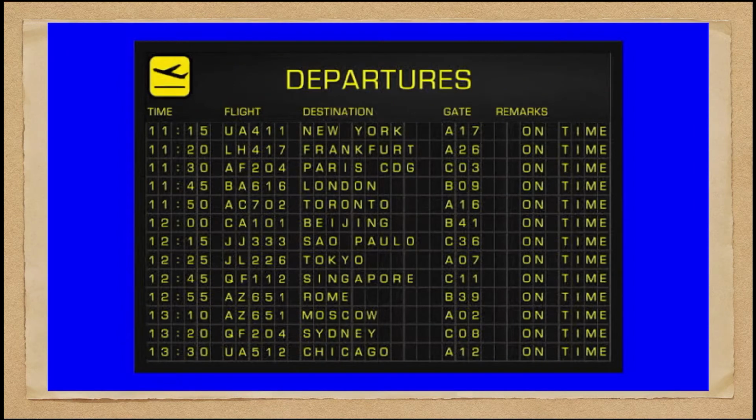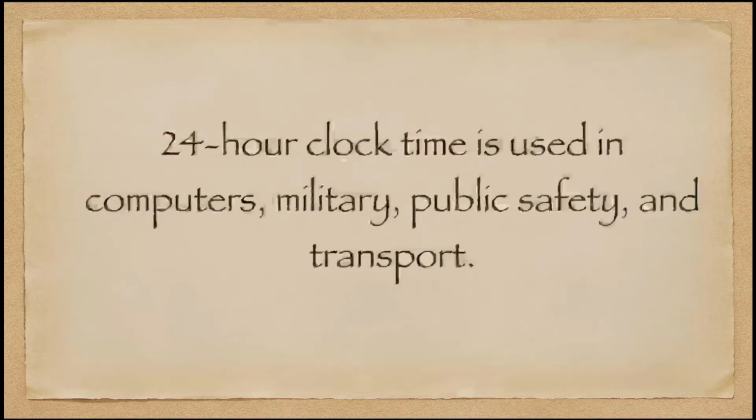This is the departure timetable of an airport. Here also you will see it follows the 24-hour clock system. 24-hour clock time is used in computers, military, public safety, and transport systems.